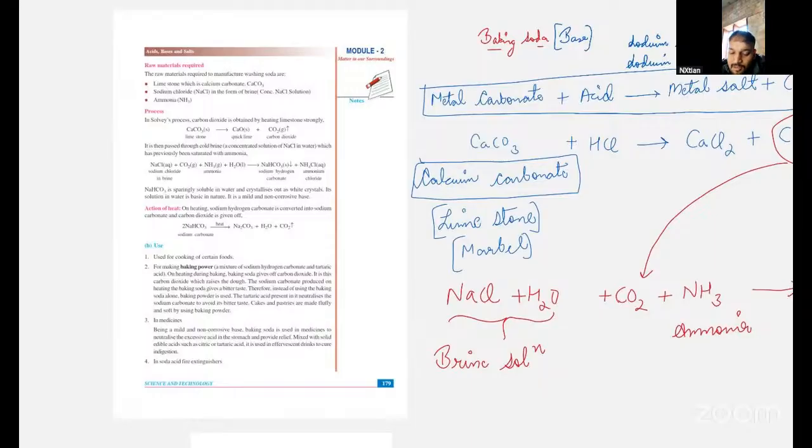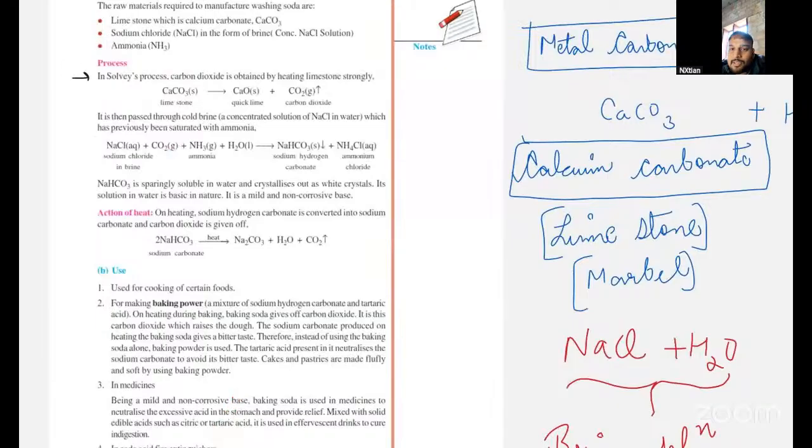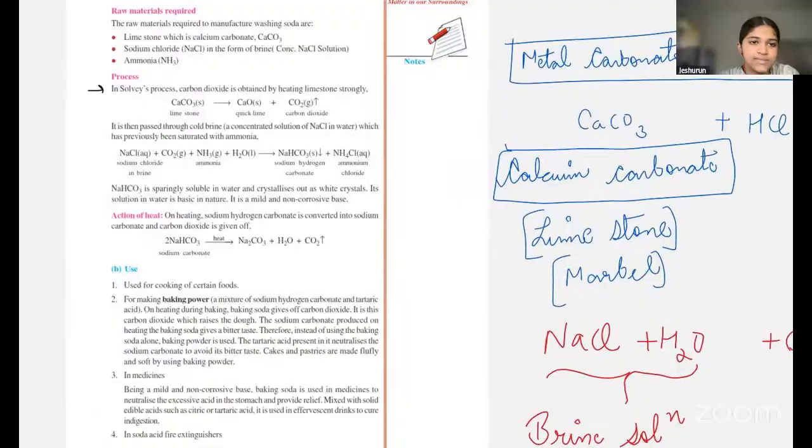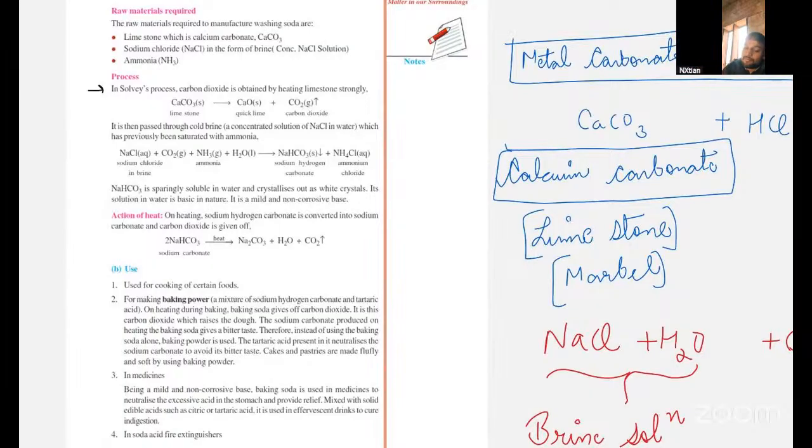Okay. So we'll read this. Who will read this? Jashan, please go ahead. Process. In Solvay's process, carbon dioxide is obtained by heating limestone strongly. Do I read the formulas as well? No, not the reaction, because we just wrote the reaction. Read the next line. The Solvay's process is what we learn now, right? Yes, this whole process is the Solvay process.